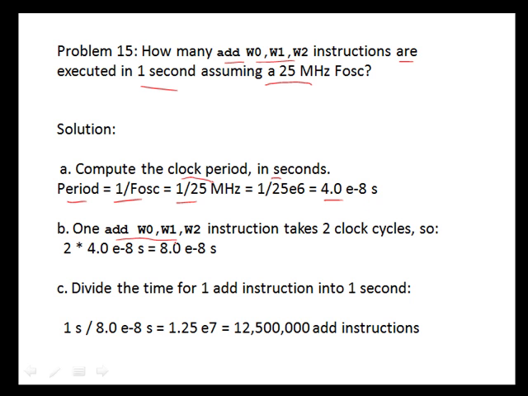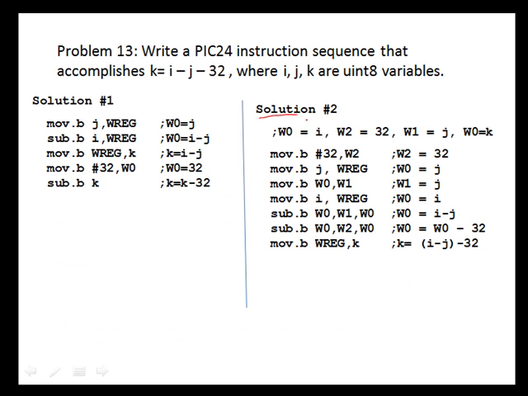One of these add instructions takes 2 clock cycles, so 2 times 4 times 10 to the minus 8 is going to equal 8 times 10 to the minus 8 seconds. We can now take this time for one of these add instructions and divide that into 1 second. So 1 second divided by 8 times 10 to the minus 8 seconds is equal to the final result of 12,500,000 add instructions. This solution is going to use a 3 operand form of the subtract operation.